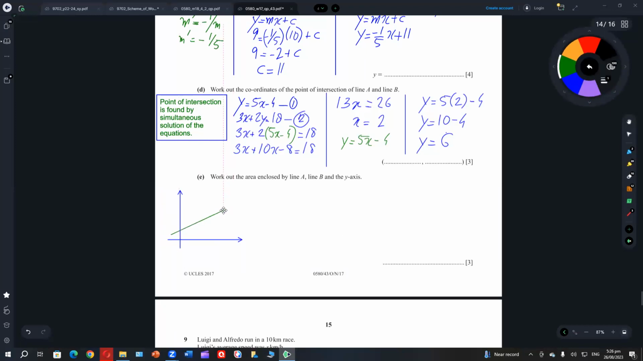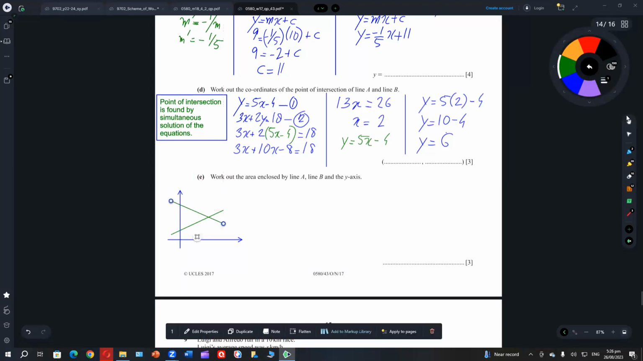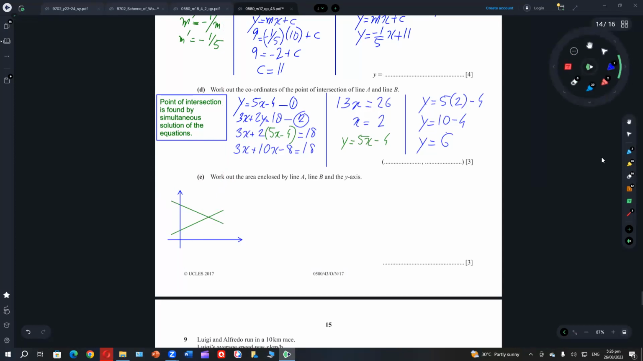So one line may be like this, one line may be like this. I've just drawn it roughly. Now I need to find this area. We need to find where these lines are cutting the y-axis. Let's see, it is A, it is B. For the y-axis, x is equal to 0.